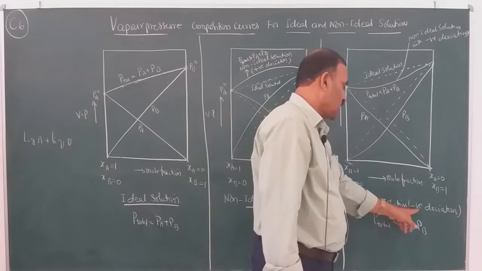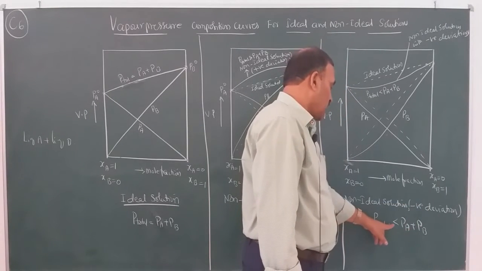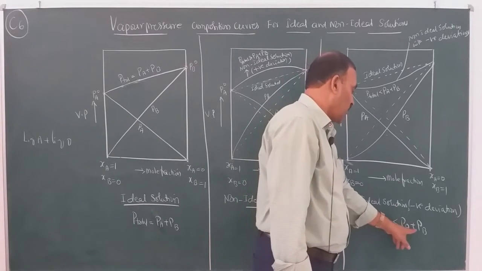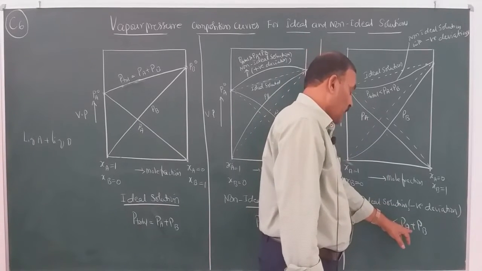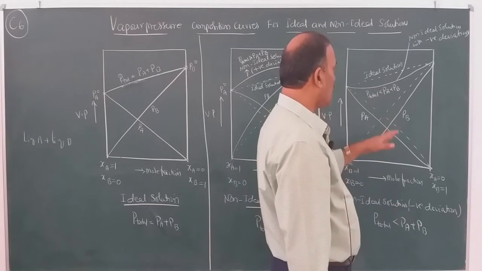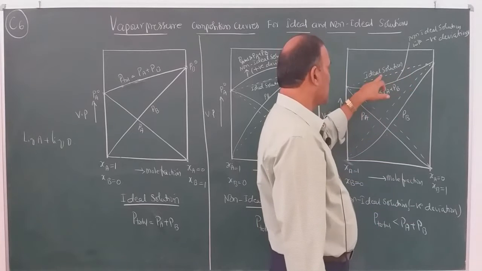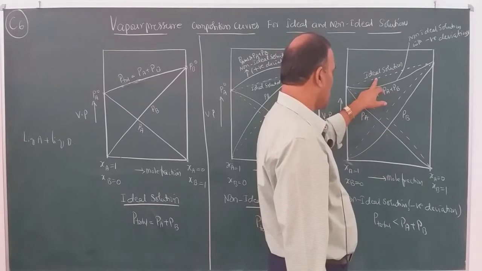For a non-ideal solution with negative deviation, the total vapor pressure is always less than the vapor pressure of A plus the vapor pressure of B. That means less than the vapor pressure of an ideal solution of the same composition. So here the dotted line indicates the vapor pressure composition curve for an ideal solution.